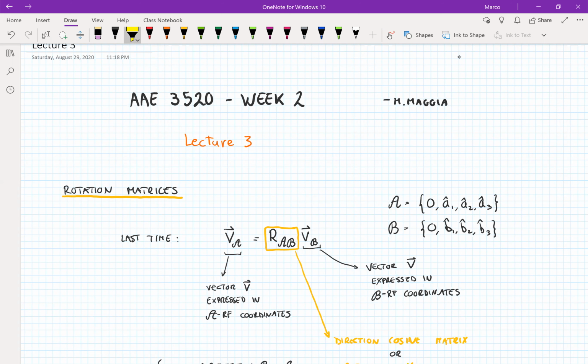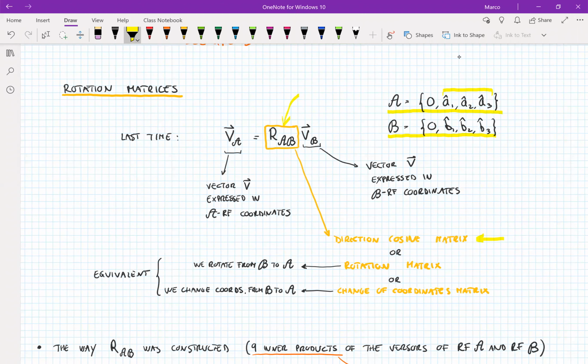So last time we saw that given two reference frames with the same origin, for example, A with origin O and with the three versors A1, A2, and A3, and the reference frame B with the same origin O, but with three different versors, B1, B2, and B3, we can express a vector v in terms of coordinates of reference frame A or coordinates of reference frame B. And in order to go from one set of coordinates to another, the matrix that we use to go from one reference frame to another is called the direction cosine matrix, which is also known as a rotation matrix or a change of coordinates matrix.